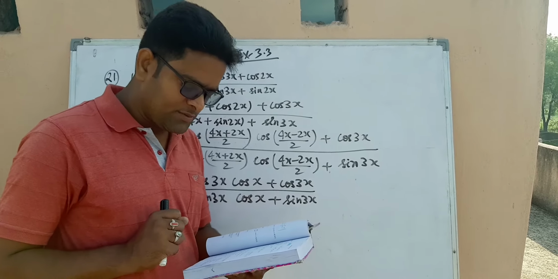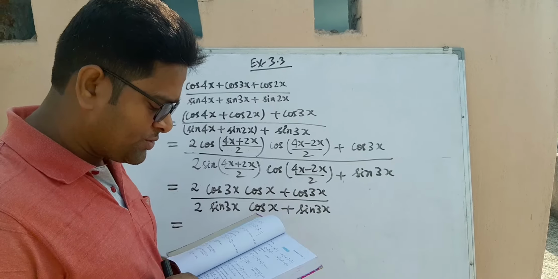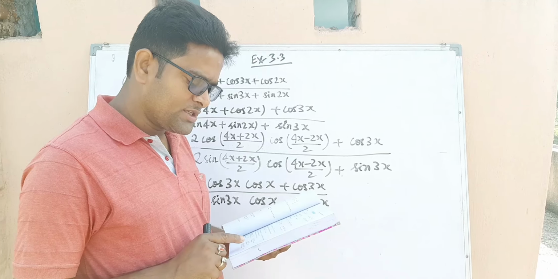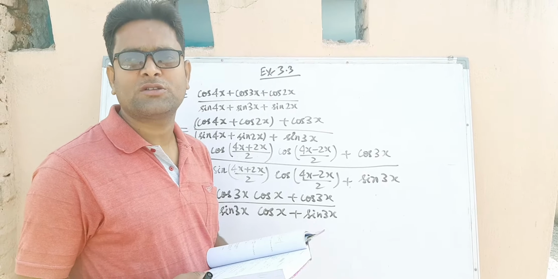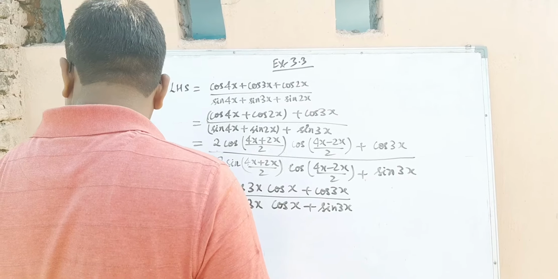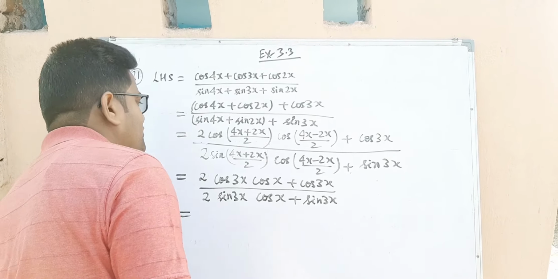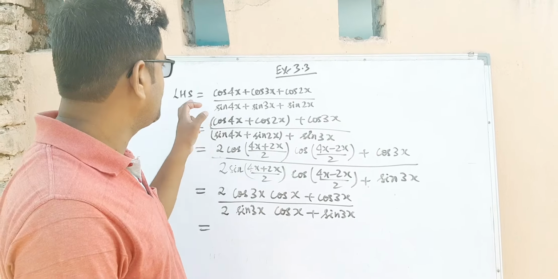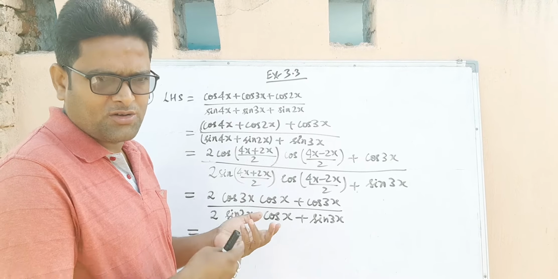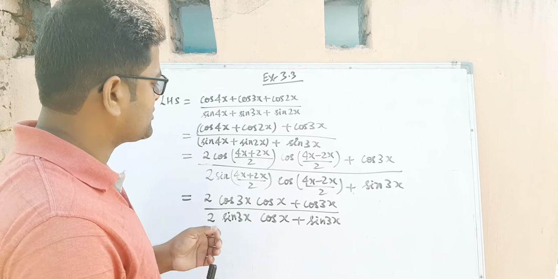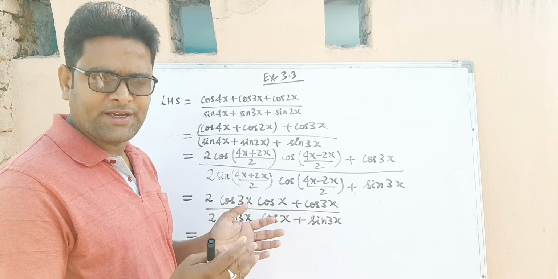Now everyone see question number 21. The question is cos 4x plus cos 3x plus cos 2x by sin 4x plus sin 3x plus sin 2x is equal to cot 3x. Now see, it's a question where we have to change this sum or difference to product so that we can get common and we can find the result. Because cot 3x we have to prove, that means it is simplified.